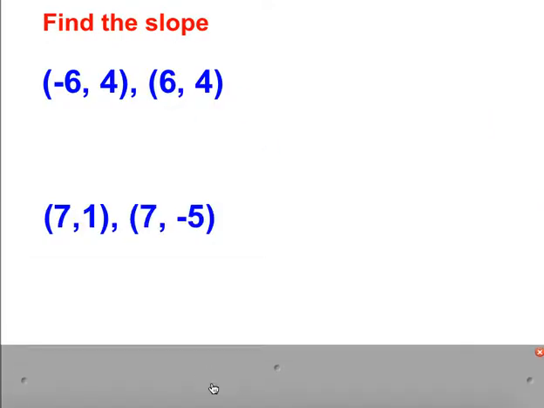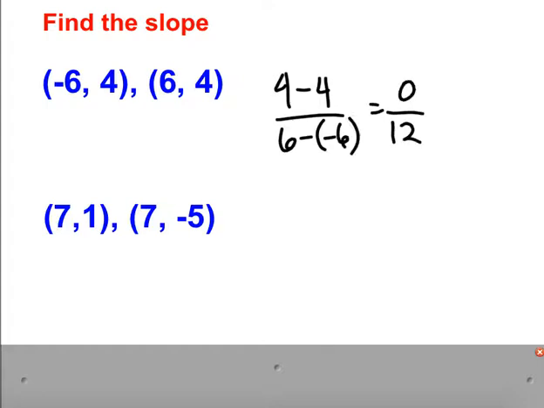And let's try a couple of these. So what if we had this and we said, all right, 4 minus 4 over 6 minus a negative 6, and I end up with 0 over 12. Well, am I allowed to do that? Yes, I can take 0 and divide it by 12, and I get 0. This is a horizontal line with a slope of 0.